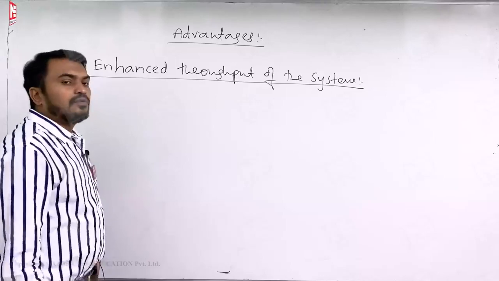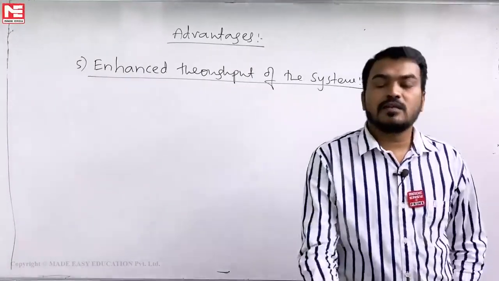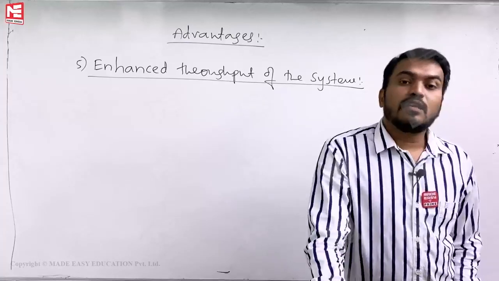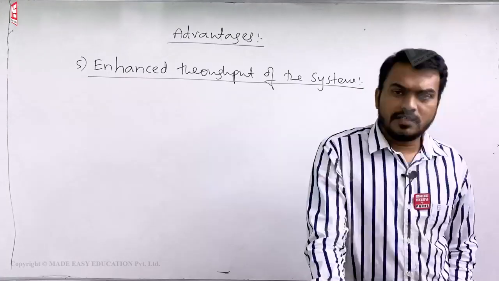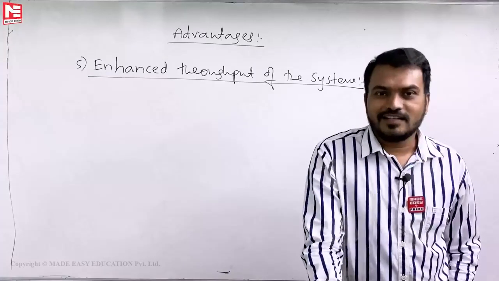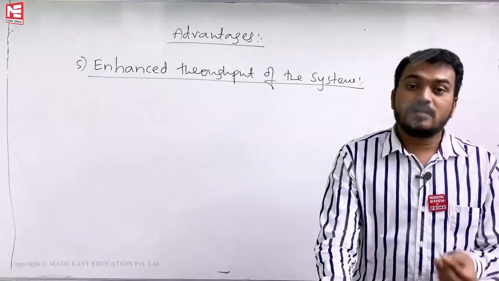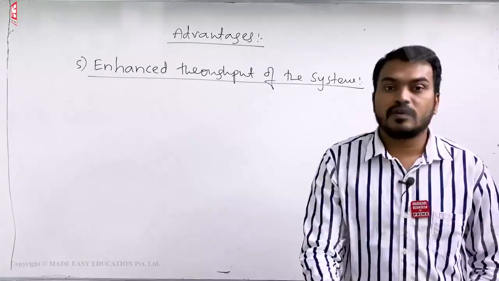Okay, do you know the meaning of throughput? The definition was already told. What was the definition of throughput? Number of jobs completed per unit time. Everyone remembers? Some people forgot. So throughput means number of jobs completed per unit time. That is called the throughput of the system.